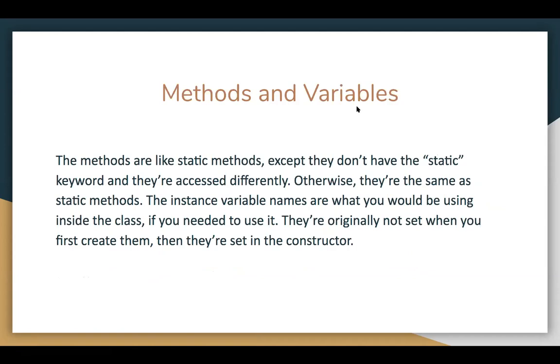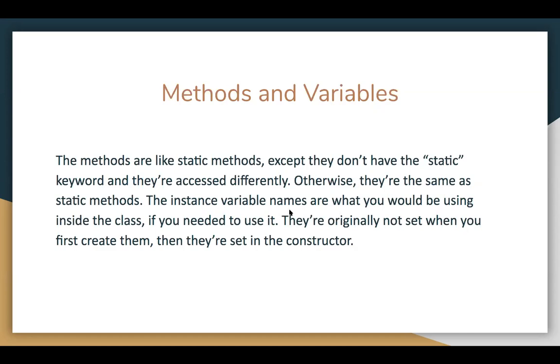Methods and variables. Okay, so instance methods are like static methods, except they don't have the static keyword, and they're accessed differently. The only way you can use an instance method, like a method inside a class, is if you have an object. That's the only way they can be accessed, whereas static methods you can just use directly. Otherwise they're basically the same as static methods: the same things you can do inside of them, the return types, the parameters, all of that is the same.